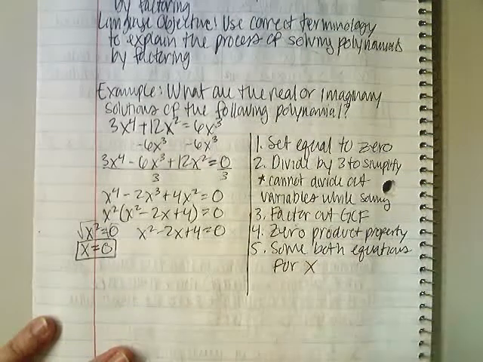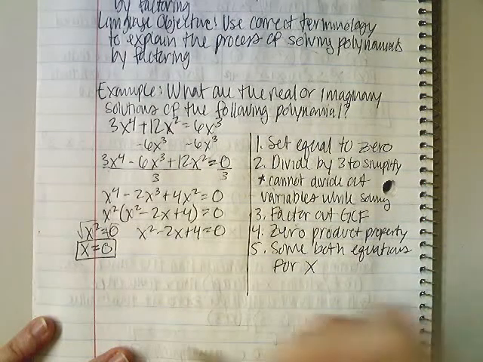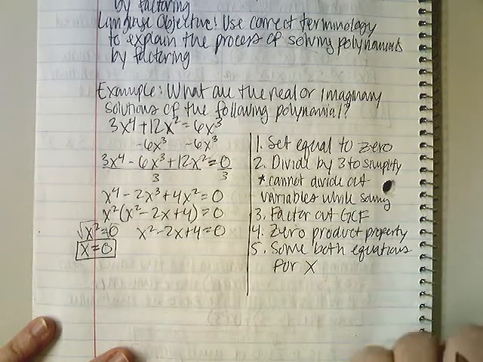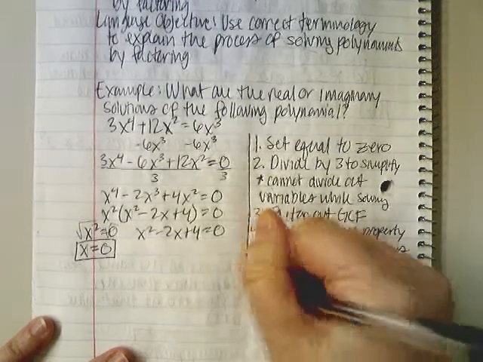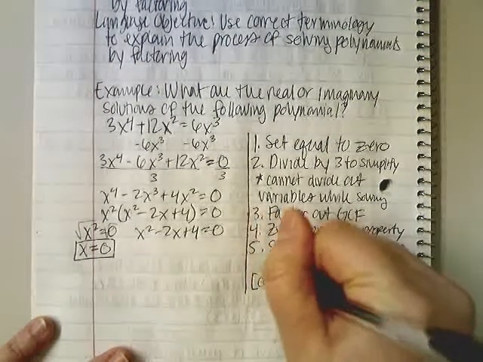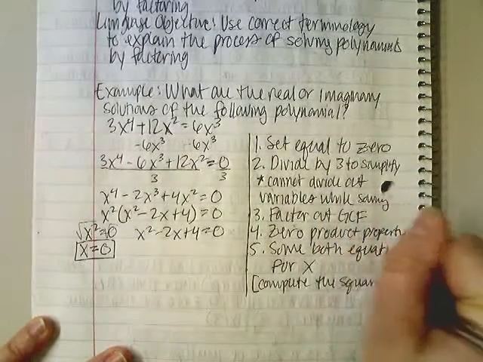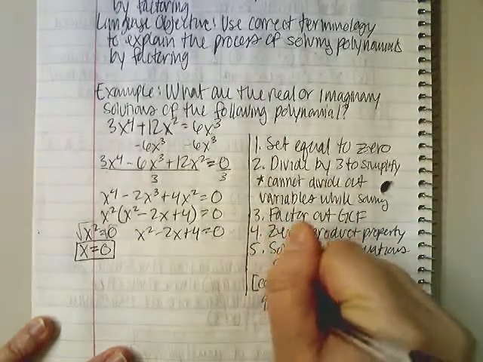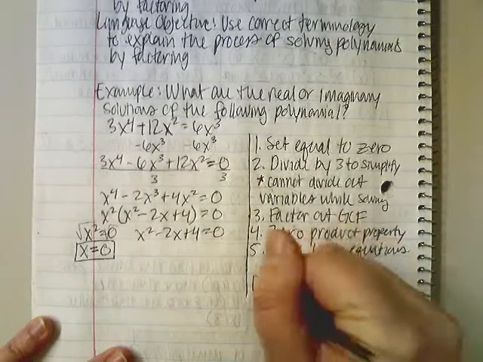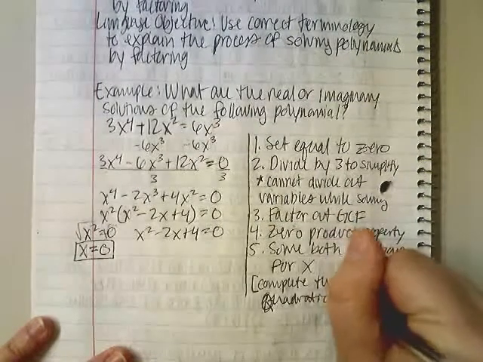This one, as we said, is not factorable. So I need to solve the quadratic trinomial in another way. The other ways we know to do that are completing the square or the quadratic formula. That should be capital Q.